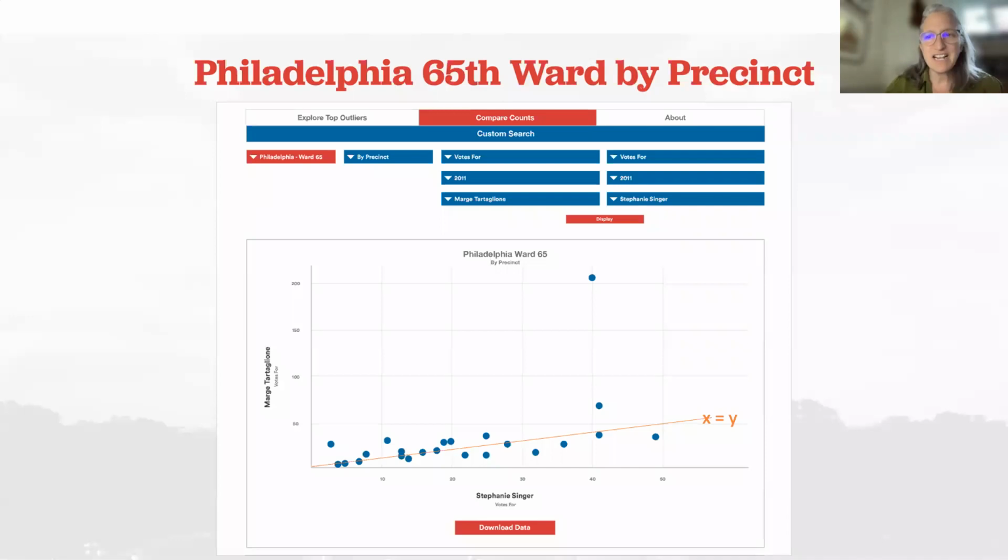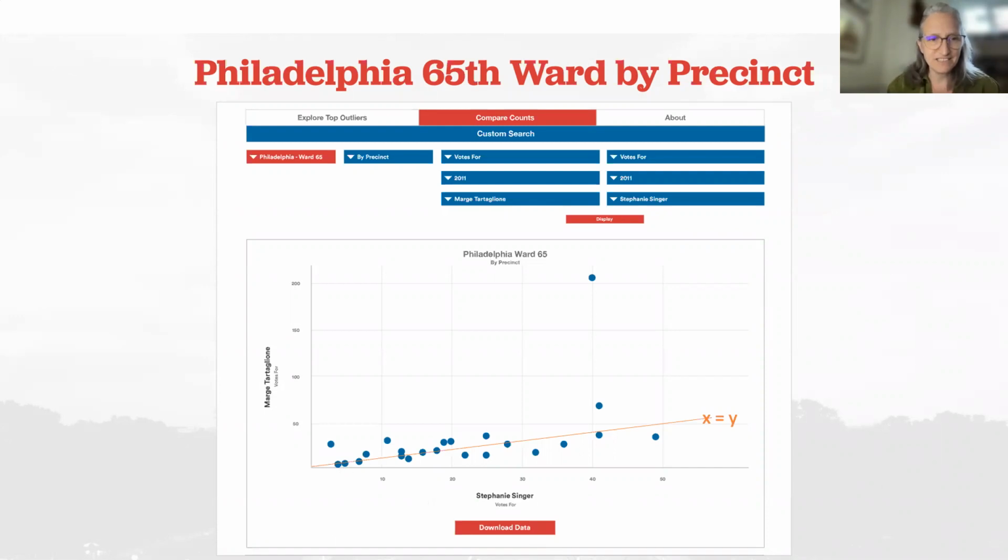So this is from my own election. I ran for Philadelphia City Commissioner. It's a citywide contest to sit on the Board of Elections. And this is in one particular ward, or one neighborhood of Philadelphia. Each dot here represents a precinct, and it's actually mislabeled. It's actually my opponent who's on the horizontal axis, and it's myself on the vertical. I'm sorry that's mislabeled.